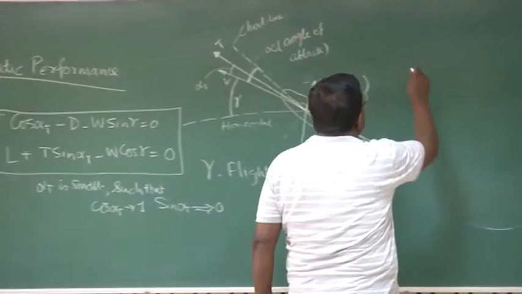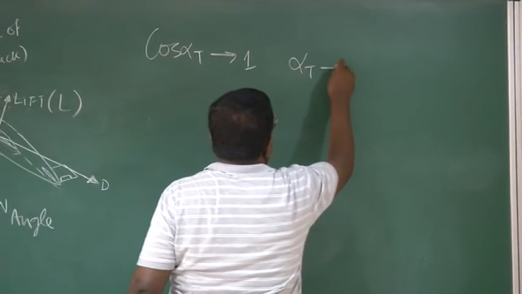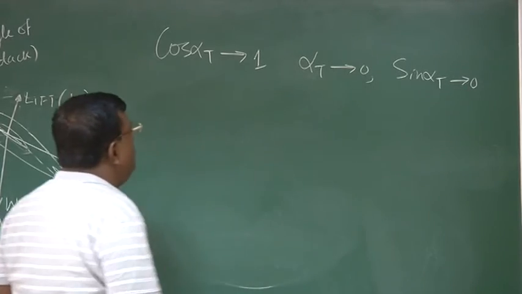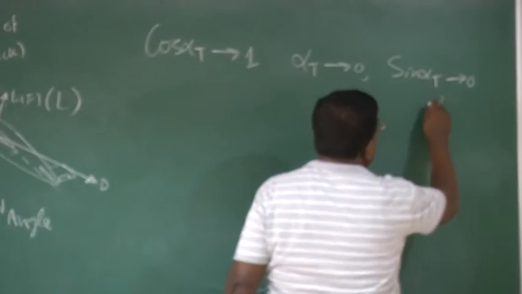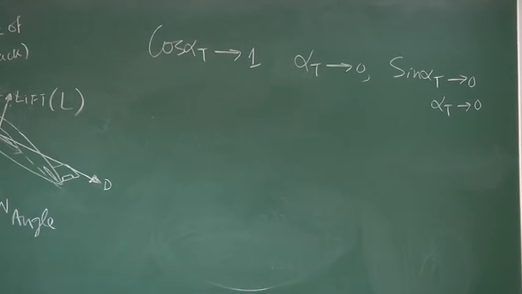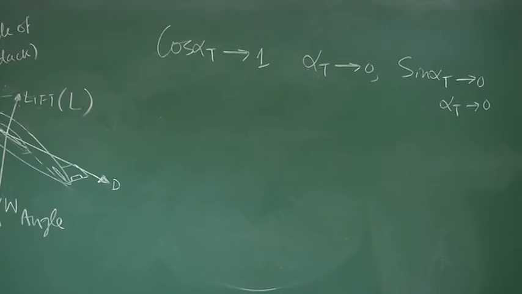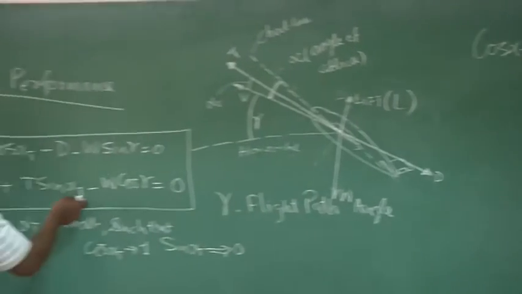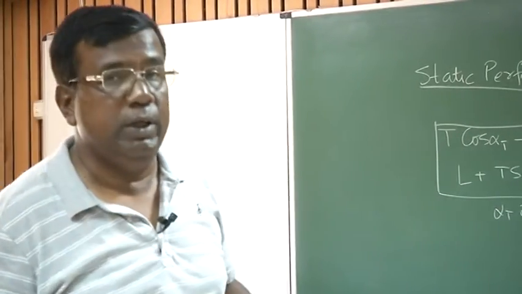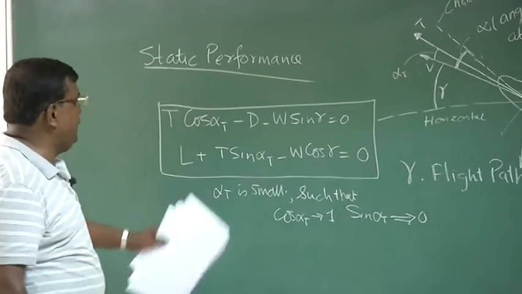If I put cos alpha t tends to 1 and sin alpha t tends to 0, because it tends to alpha t and alpha t tends to 0. You have to be very careful, because when you are making the assumption alpha t small, sin alpha t going to 0 or very small, at the same time we should be careful that this term is T sin alpha t. If the T is very large, sometimes it may not be small enough to be neglected, but we are assuming it is small enough that I can neglect this term.